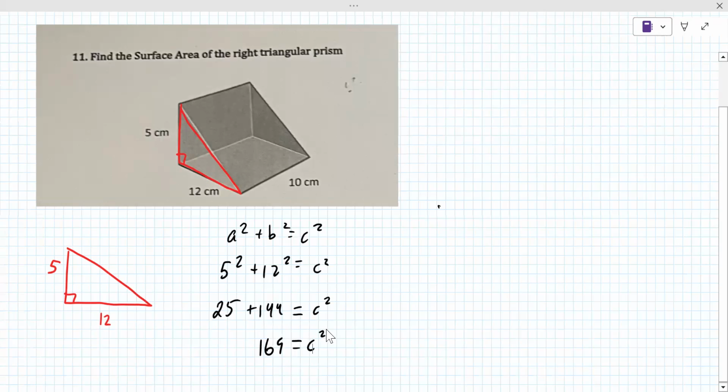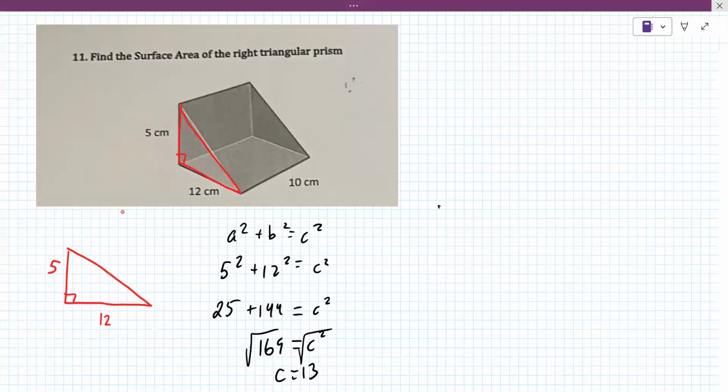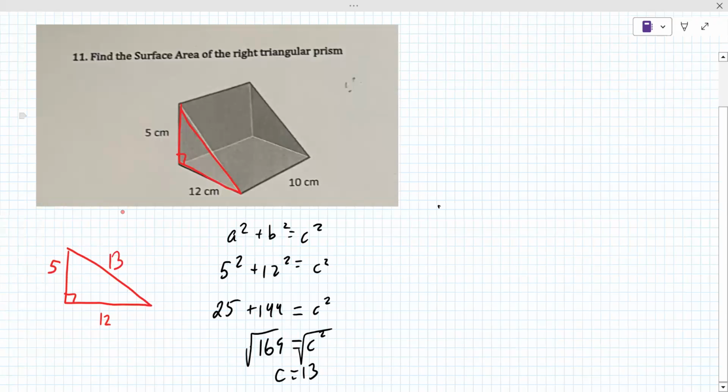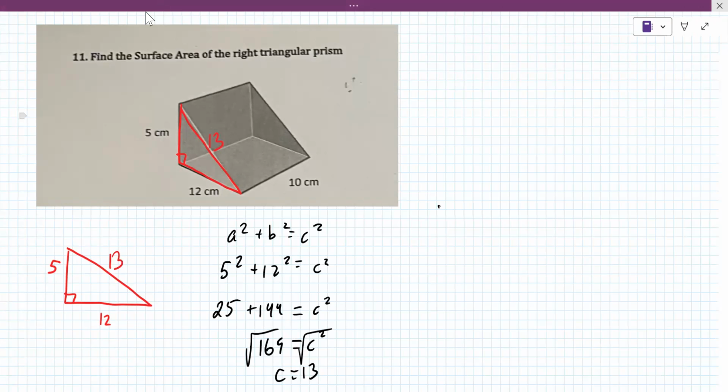How do you undo the square? Square root, yes. So you're gonna take the square root of both sides. What is the value of C? 13. C is 13, good. Now notice that this 13 on the hypotenuse is this right here in the three-dimensional shape. Is that okay? Yeah.